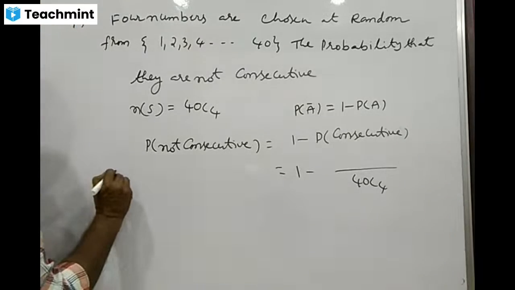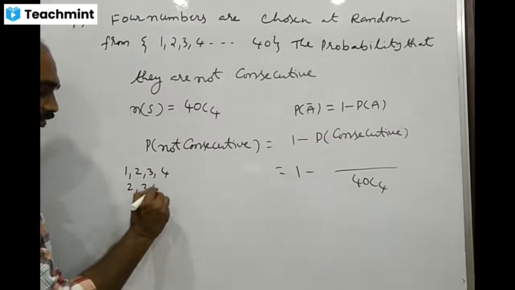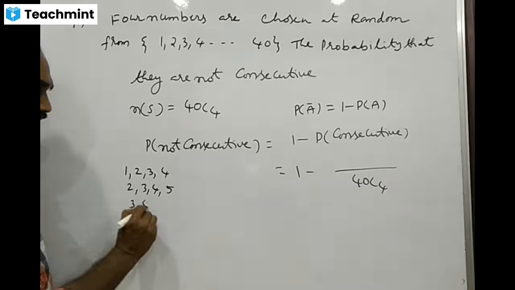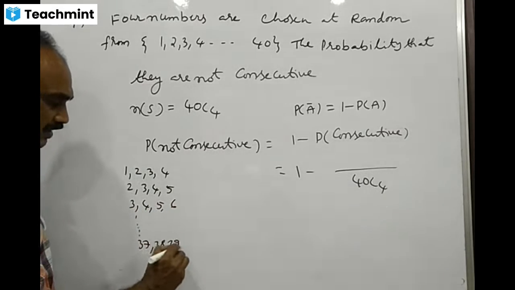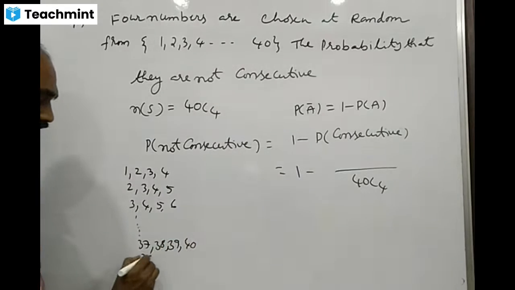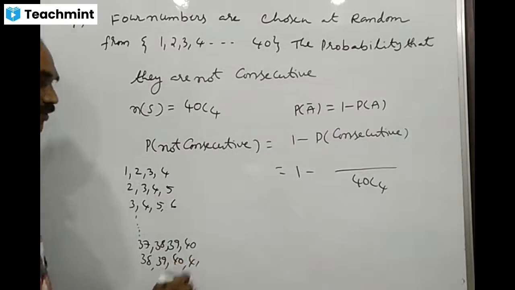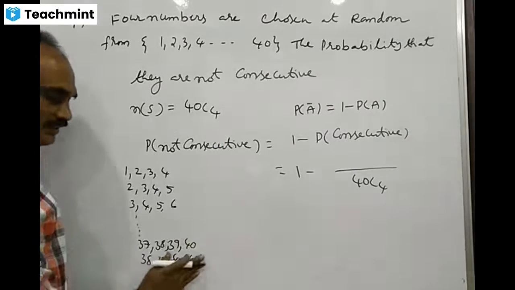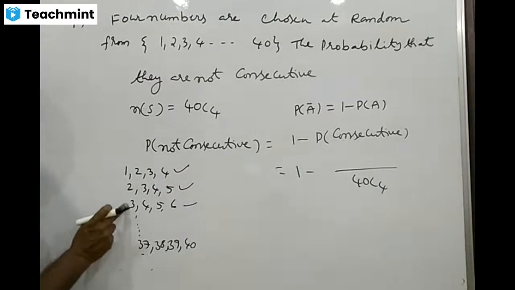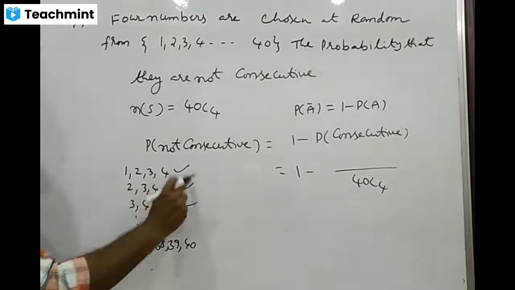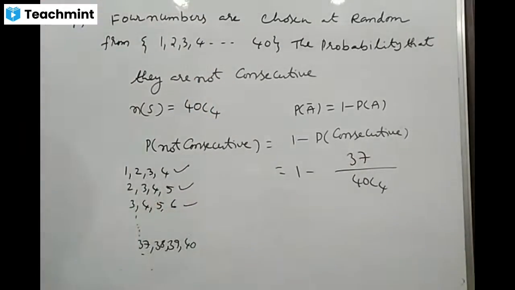Friends, first possibility: 1, 2, 3, 4. Next possibility: 2, 3, 4, 5. Next: 3, 4, 5, 6. Last: 37, 38, 39, 40. Suppose we start with 38: next 39, next 40, next 41, but the last number is 40. So the starting numbers go 1, 2, 3 up to 37. Total possibilities is 37, giving 37 by 40 C4.